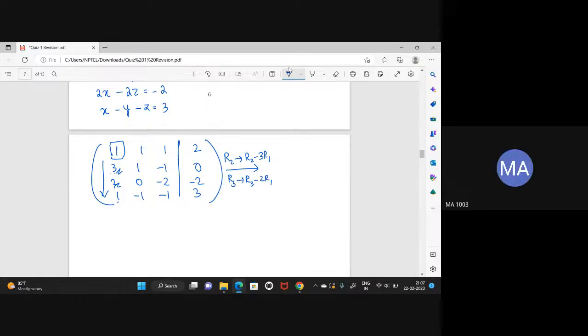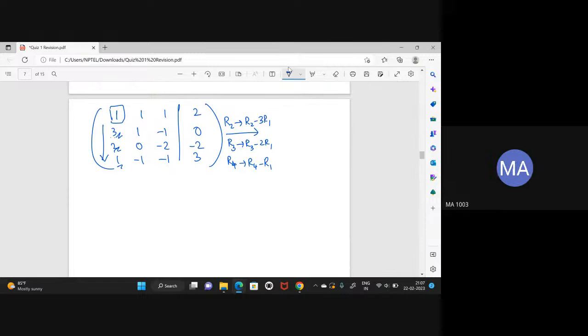R2 minus 2R1. And this entry? Minus R1. R4 minus R1. Right. So that's 1, 1, 1, 2, 0, minus 2, minus 1, minus 3 is minus 4, 0, minus 3. Okay, minus 6. Okay. 0, minus 2. Minus 2 minus 2 is minus 4. Minus 2 minus 4 is minus 6.